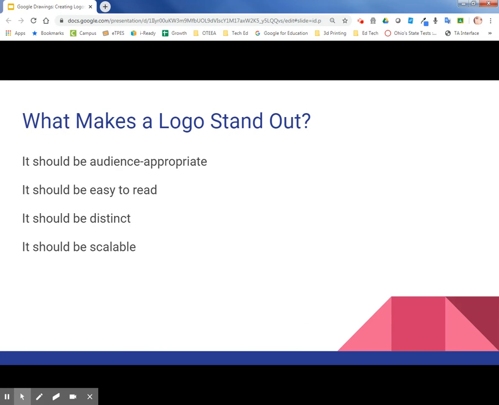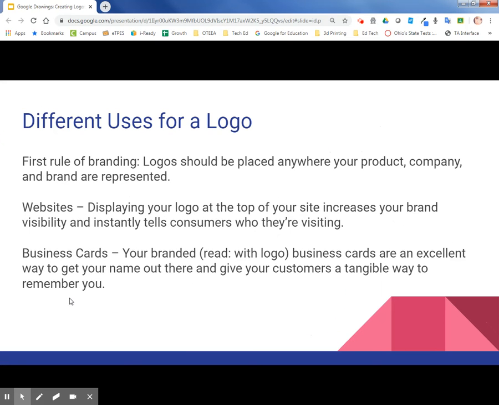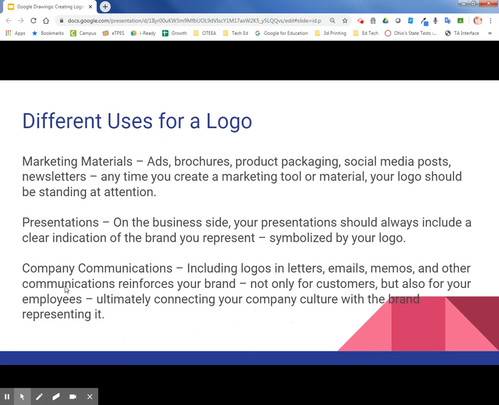What makes it stand out? It should be audience appropriate, easy to read, distinct, and scalable. Different uses. Logos should be placed anywhere on your product, company, or brand representative. Websites, business cards, marketing materials, presentations, internal company communications.